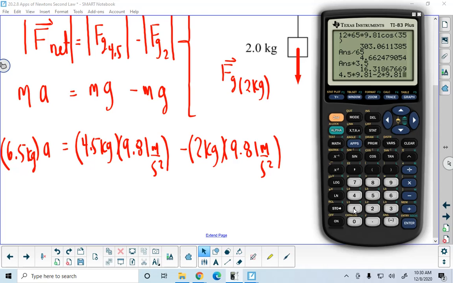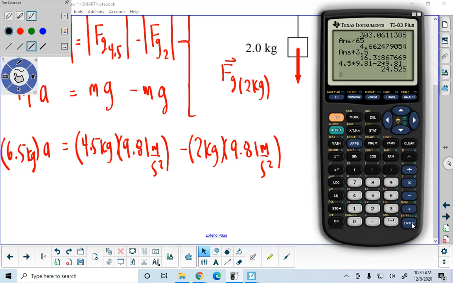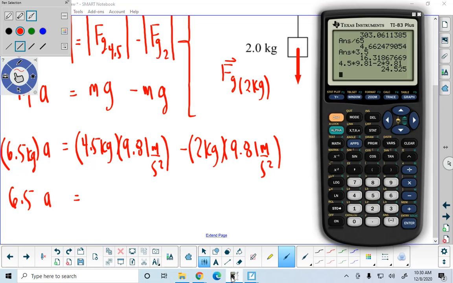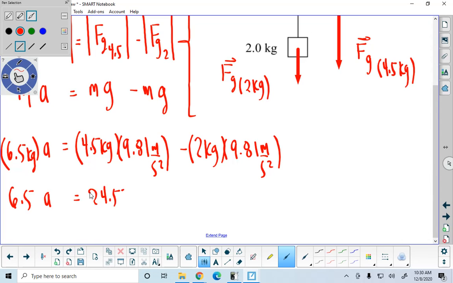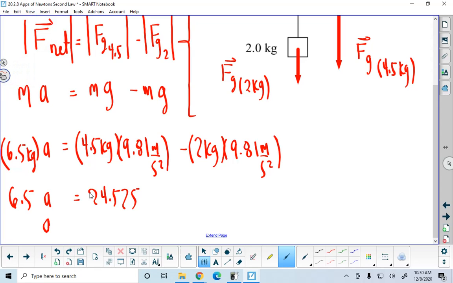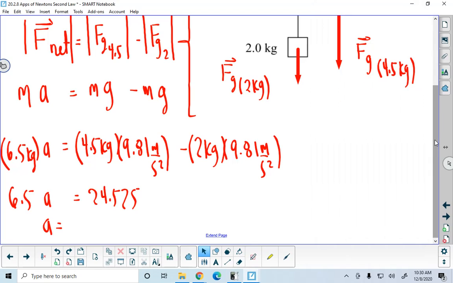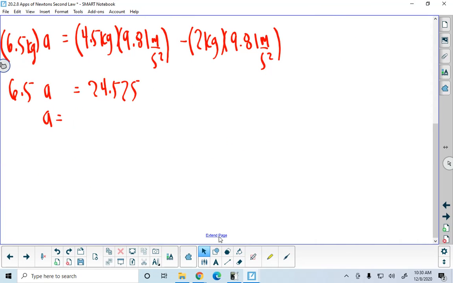Again, I suppose you could calculate those two forces separately and subtract them, but you get a net force of 24.525. Anybody else up for that force? Okay, so you get 6.5a. Mathematically, you get 6.5a equals 24.525. So you divide both sides by 6.5 to get an answer. So the acceleration of the system is 3.8 meters per second squared.